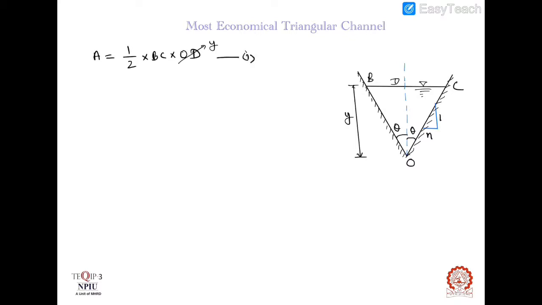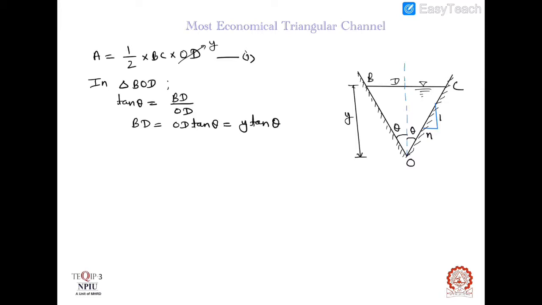suppose this is equation 1. In triangle BOD, tan theta is equal to BD divided by OD. So BD is equal to OD tan theta, and OD is Y. So BD is equal to Y tan theta.